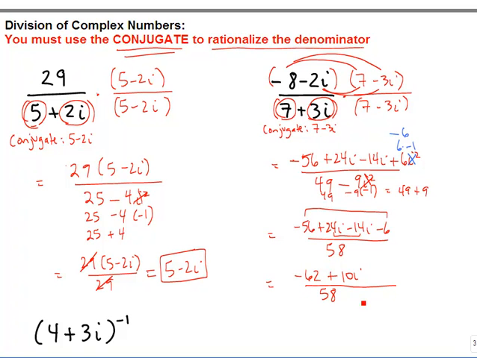Now can I leave my answer like this? The answer is no, because all of these numbers, negative 62, 10, and 58, are even numbers, so that means they're all divisible by 2. So let's go ahead and divide everything by 2 so that we can get a reduced fraction. Negative 62 divided by 2 is negative 31, 10i divided by 2 becomes 5i, and 58 divided by 2 becomes 29. And here's our final reduced answer.